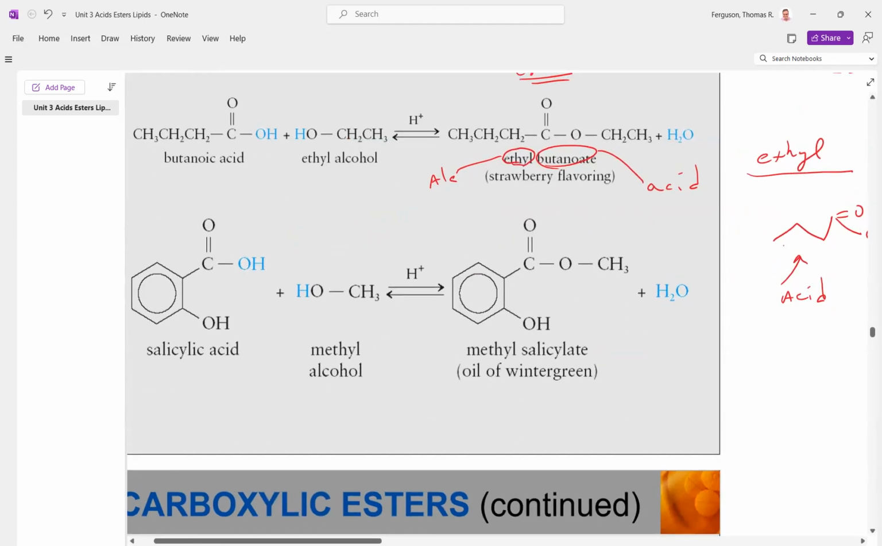Here's what salicylic acid looks like. That's what we use to make aspirin. So it's both an alcohol and an acid together.